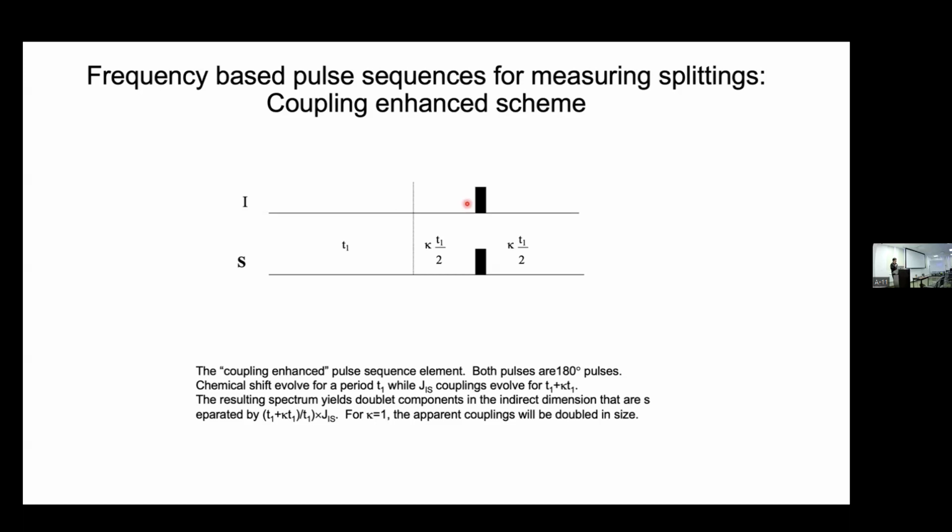So you could work out through the product operators for this. I mean, it's trivial, and discover. And you could change kappa, make it 1, make it 2 or 3, and you would double or triple the couplings, and therefore get more accurate precision measurements of the system.